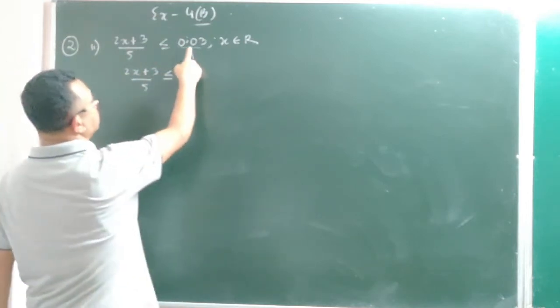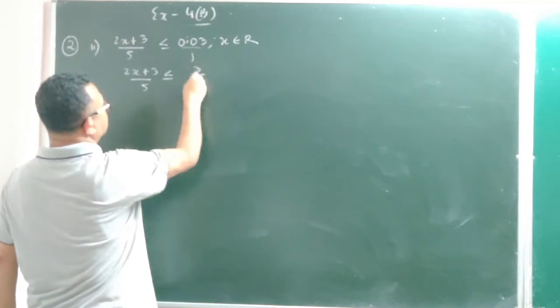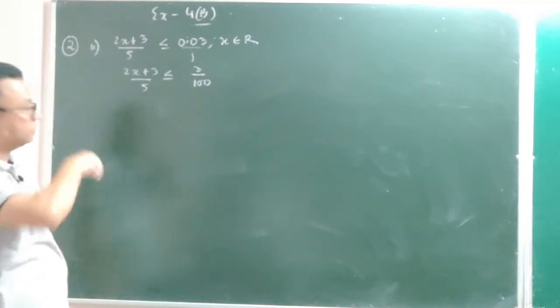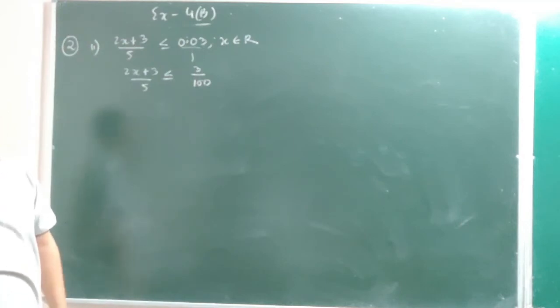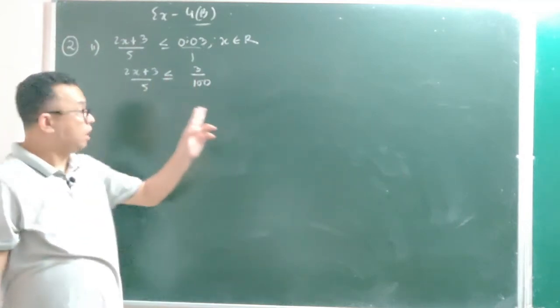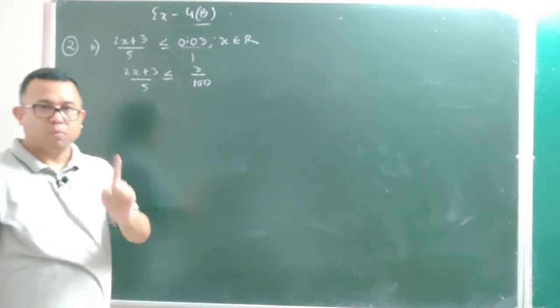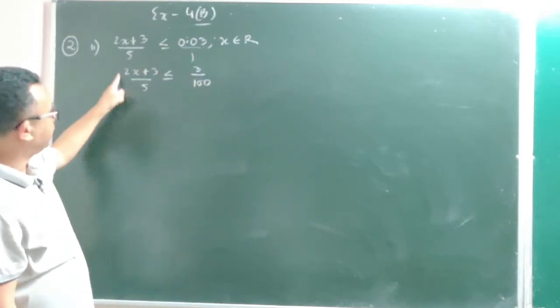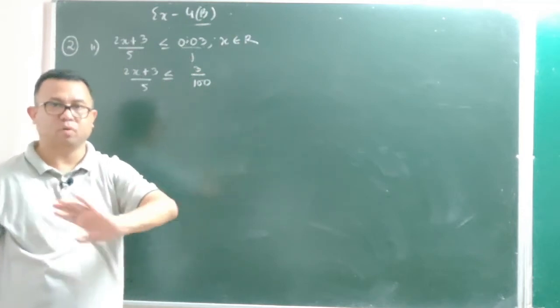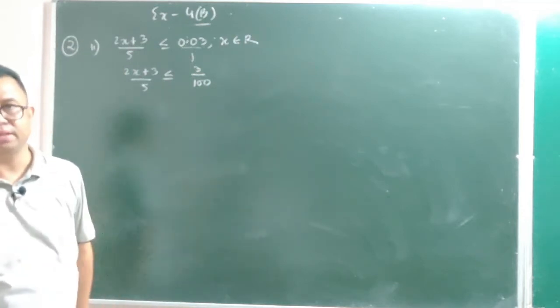So what do you do? Remove the decimal. After the decimal there are 2 places, so 3 by 100. So now you have 3 by 100. Okay, now what did I tell you, how to remove the fraction? Step 1, convert both sides into a single fraction. So already this side is a single fraction, and the right side is also a single fraction. Step 1, I don't have to do it because both sides already have a single fraction.